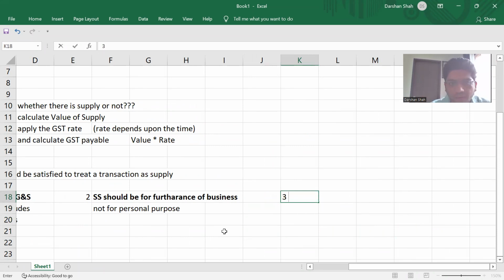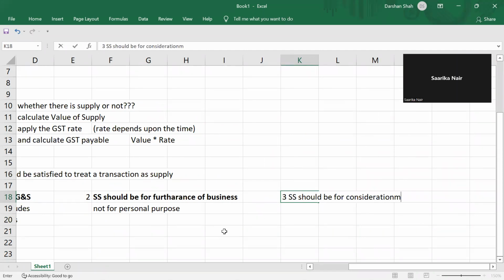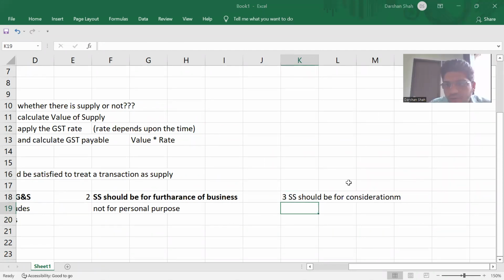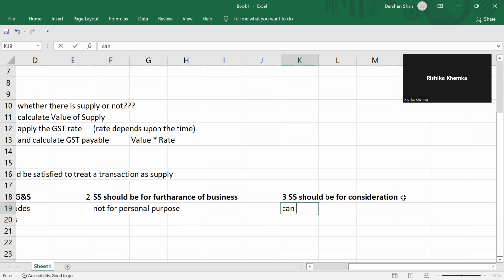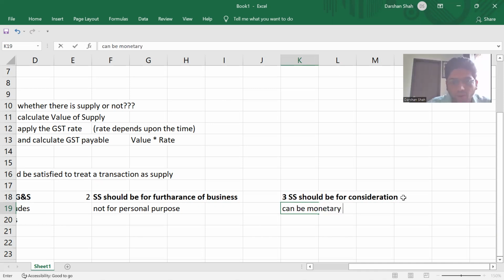Next, third condition. Tell me the third condition. Supply should be for consideration. Consideration can be what? We saw 2 types of consideration yesterday: monetary and non-monetary. Non-monetary means in kind. It can be both monetary and non-monetary.